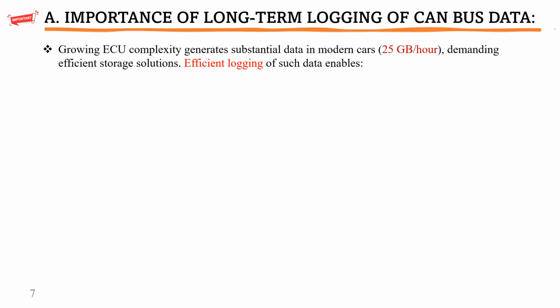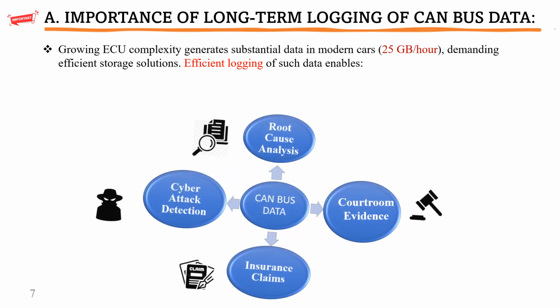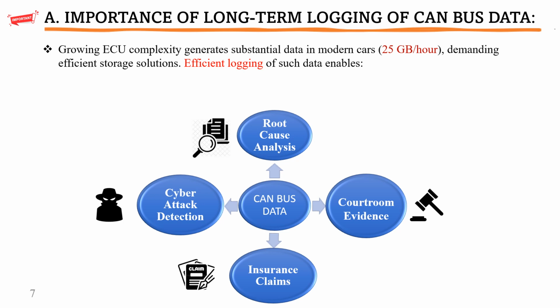In modern cars, increasing ECU complexity generates a significant amount of data, roughly 25 GB per hour, necessitating efficient storage solutions. Efficient data logging also allows us to perform root cause analysis, provide courtroom evidence, support insurance claims, and detect cyber attacks. For all of these, the data should be accumulated over a long period of time. For example, in case of anomalous driving detection, we need to store the data for roughly 250 hours. That is the minimum requirement.